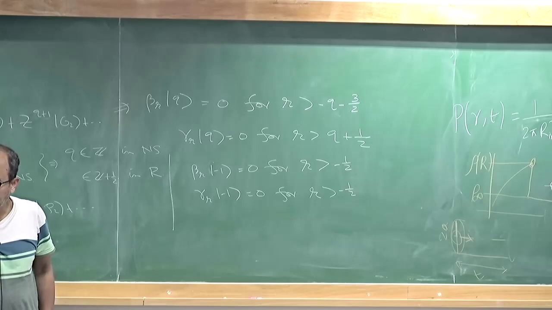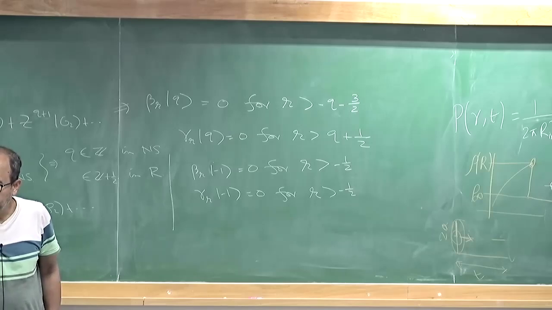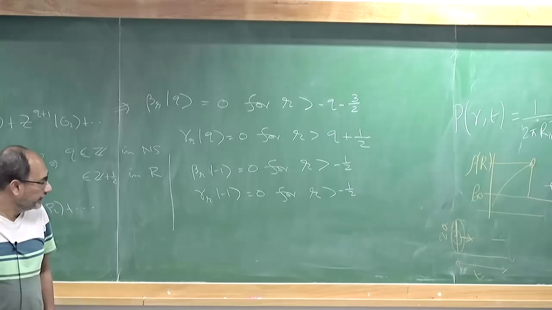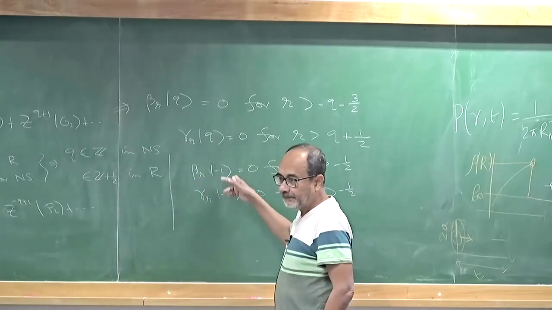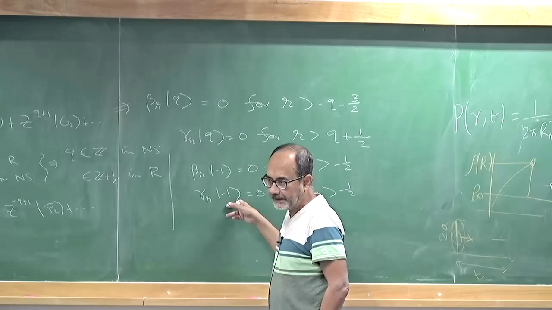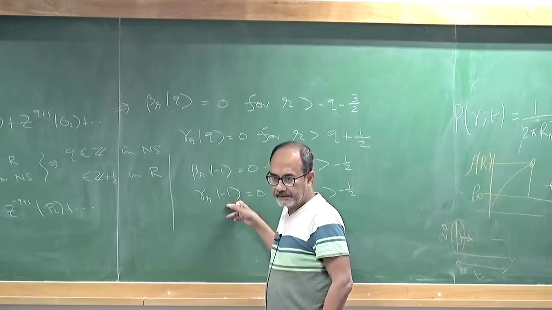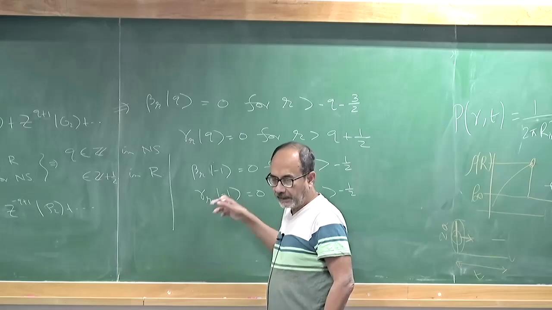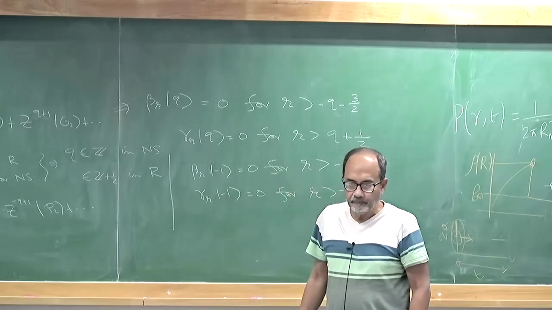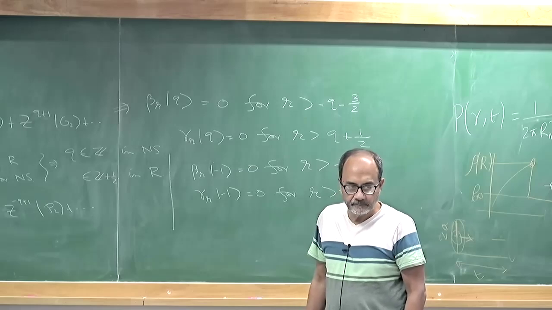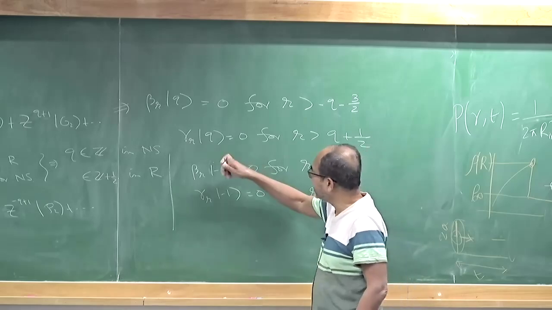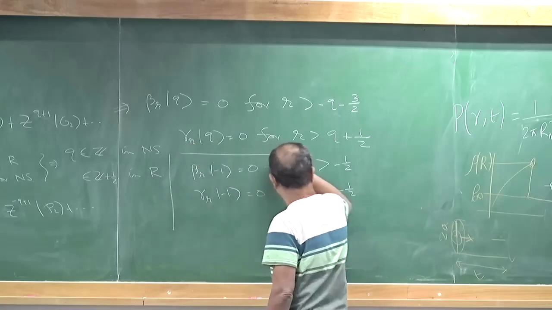Sector independent, but the allowed values of q are of course different. So this is NS, because I have taken q equal to minus 1, so integer. For R, q will be half integer. So this is NS sector. Up to this point, it's sector independent. I mean, for any q, this is valid.